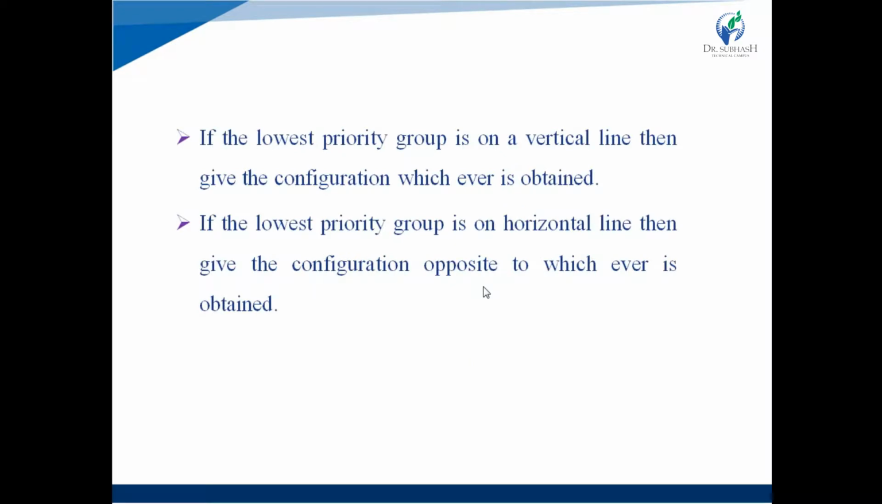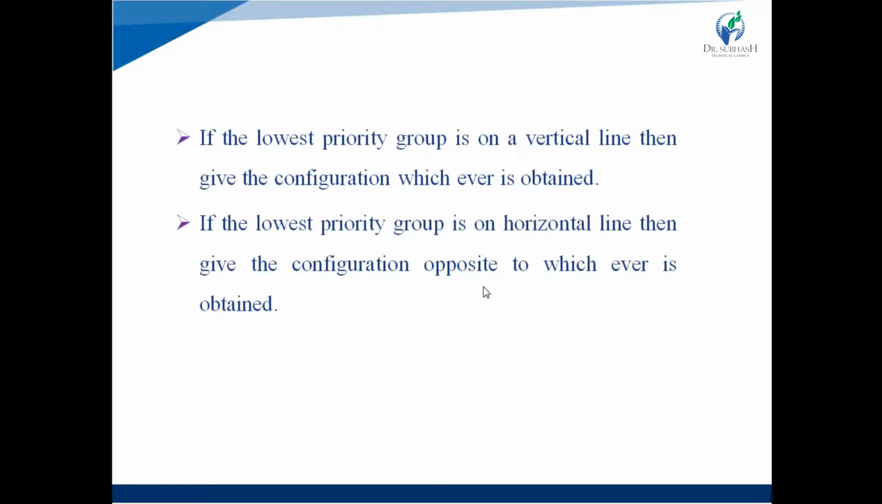Now in the previous slide I discussed that the molecule should be visualized such that the lowest priority group is out of plane or away from us, right? Now to simplify this or to understand it easily, one point is given here: if the lowest priority group is on a vertical line, then give the configuration whichever is obtained, right? When the lowest group is present vertically, then it is considered that the lowest group is out of plane or away from us, right? That's why the configuration will not change, it remains as such, right?